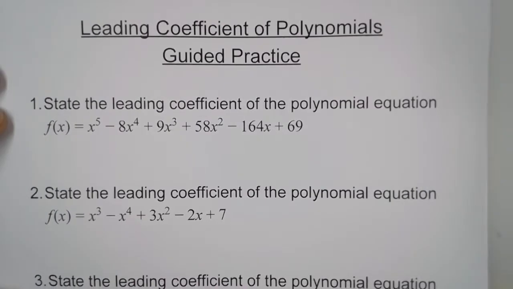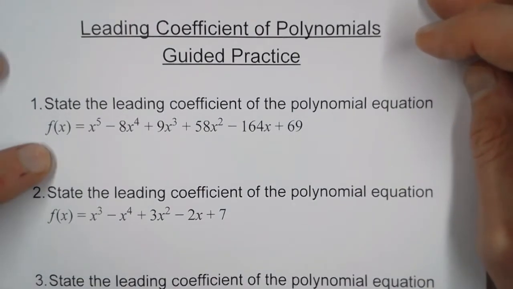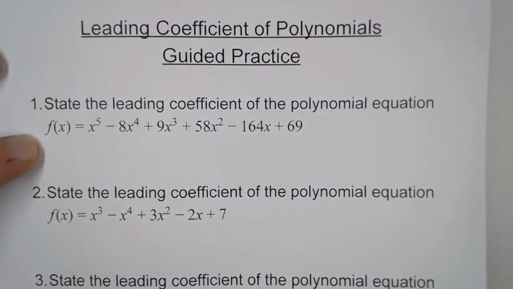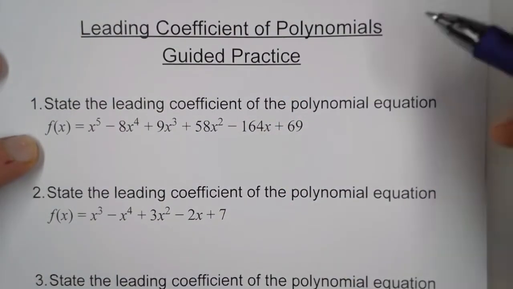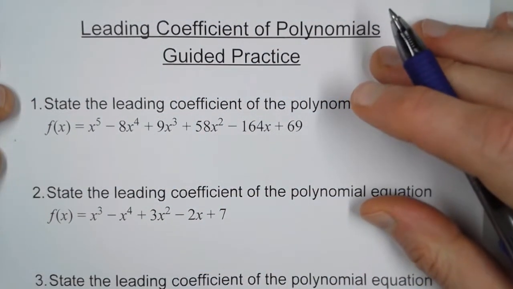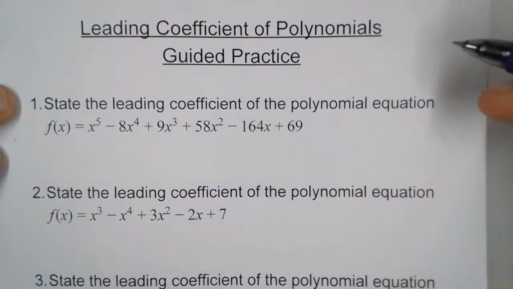So when we're looking at the leading coefficient, what we want to identify is the term with the highest degree, and then what is the coefficient attached to that. Now I'll tag in the upper right hand corner a link to the video where we talked about degrees of polynomials. You want to see that one first before we do this one.